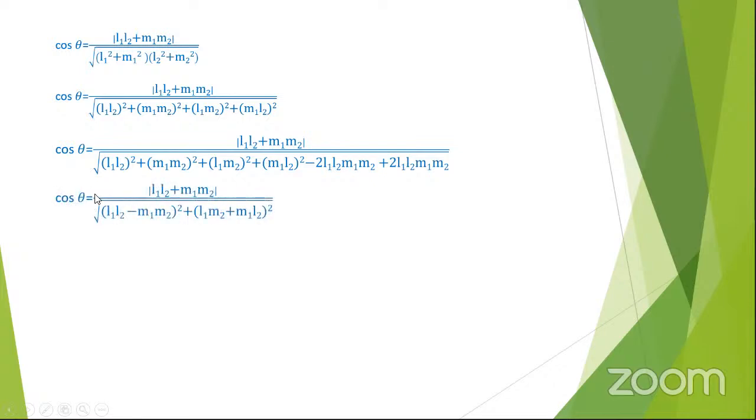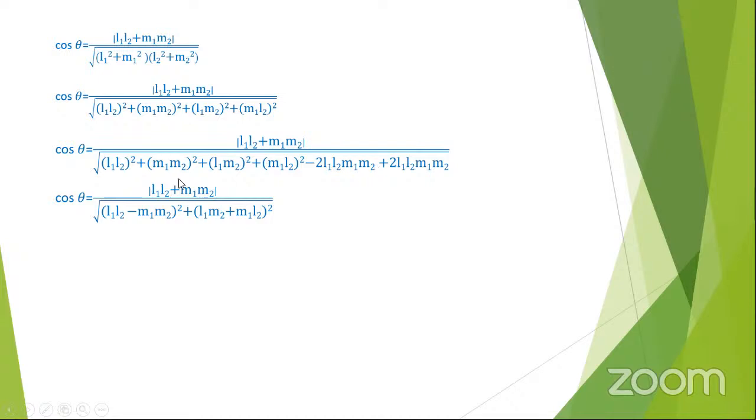Then cos theta equals L1 L2 plus M1 M2 by (L1 L2) whole square plus (M1 M2) whole square plus (L1 M2) whole square plus (M1 L2) whole square minus 2 L1 L2 M1 M2 plus 2 L1 L2 M1 M2. Now we are combining the terms in such a way that we get (a minus b) whole square as well as (a plus b) whole square. Which terms do we need to combine? We need to combine (L1 L2) whole square plus (M1 M2) whole square minus 2 L1 L2 M1 M2.